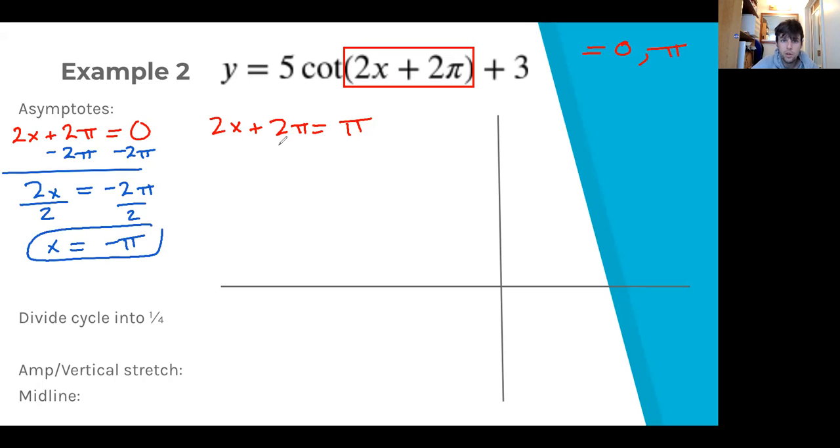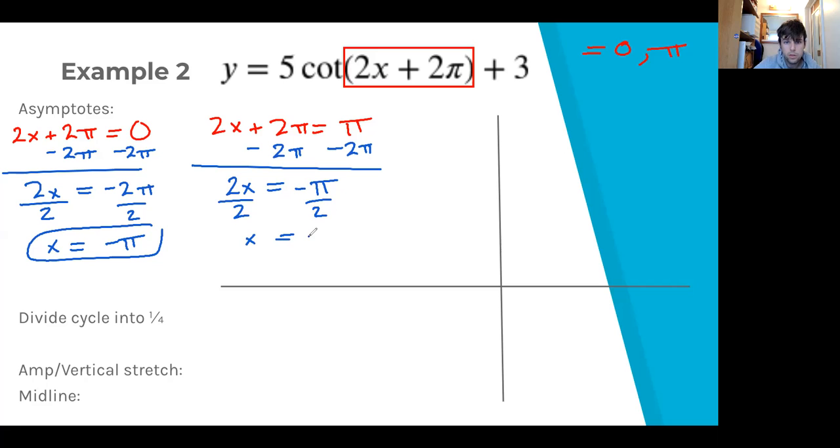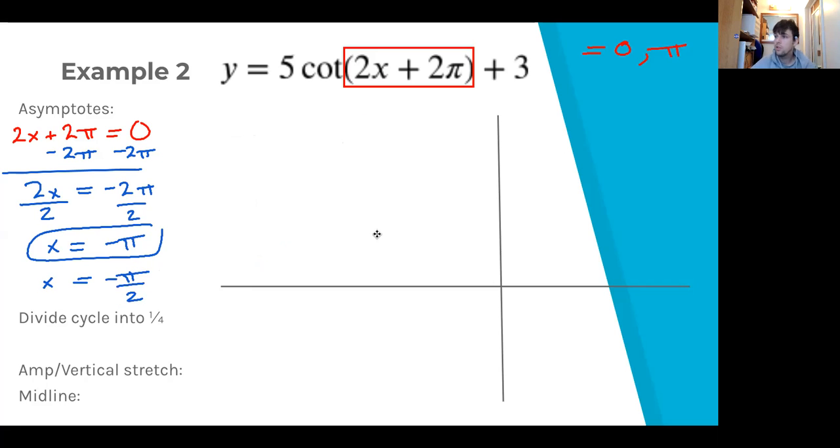And then let's go ahead and solve this one. So we'll subtract 2 pi again. That's going to be 2x equals, so 1 pi minus 2 pi is going to be negative pi. And then we will divide by 2, and we end up with x equals negative pi divided by 2. And that's our second asymptote. So we'll slide it over here. So those are our two asymptotes. They're both on the negative side, so I guess that's why I have more graph over here.